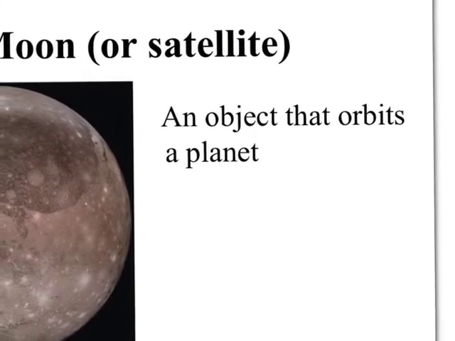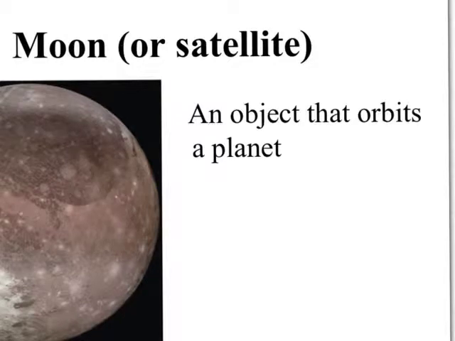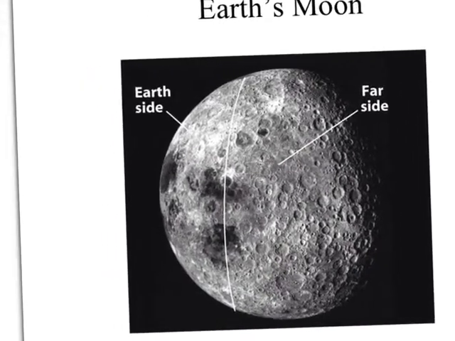But just in general, objects that regularly, due to gravity, orbit a planet are called satellites or moons, but not all planets have them. So this is the Earth's moon, and it's a different look than you might be used to.